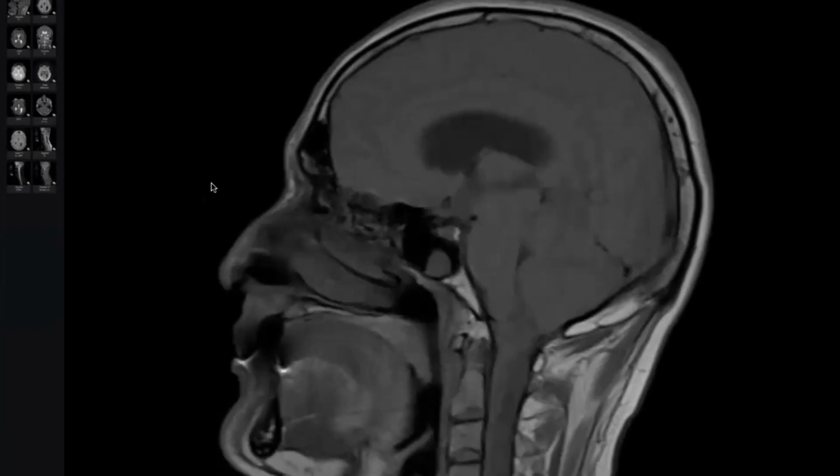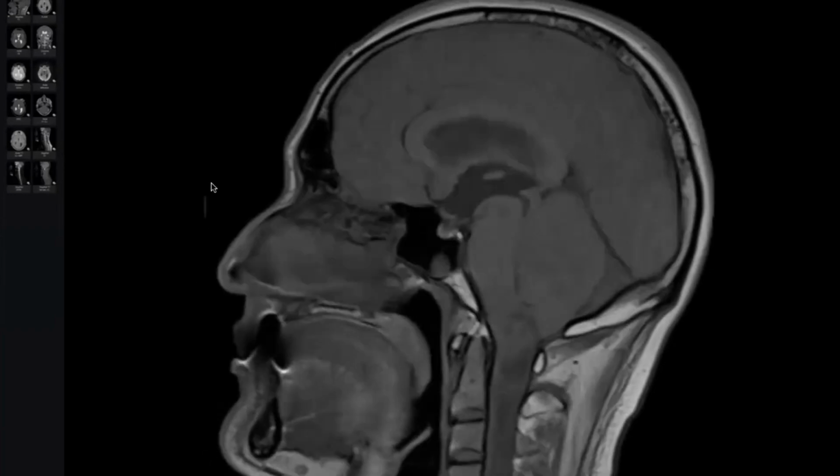Sir, these are the same images. Can I see other sequences, please? Sure. What sequence do you want? T2.